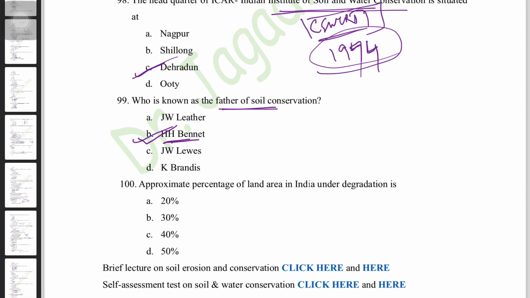Approximate percentage of land area in India under degradation, that is somewhere 30%. Okay, right now it is 30%. Previously it was higher, like sometimes you must have seen 187 million hectare. Then sometimes 145, sometimes 120. Right now it is somewhere around 85 to 90 million hectare.